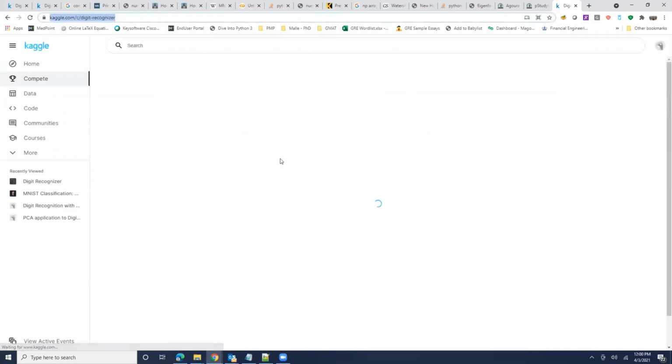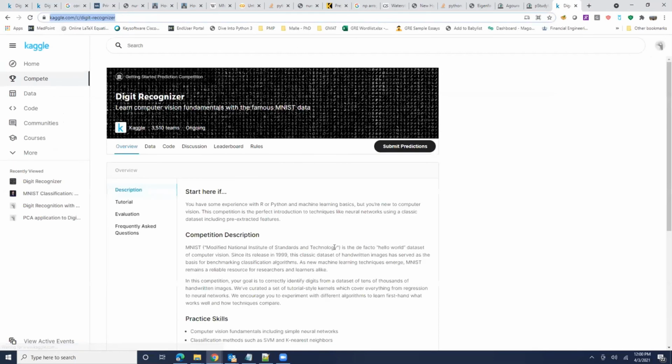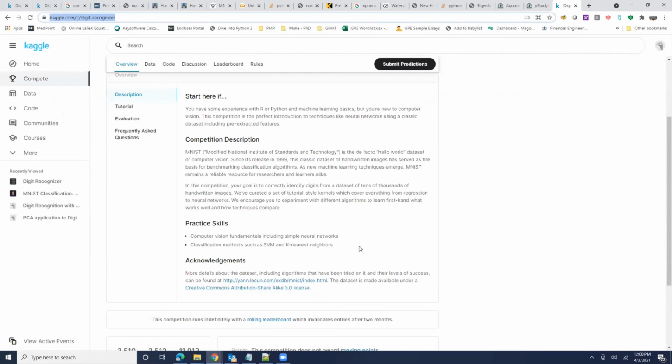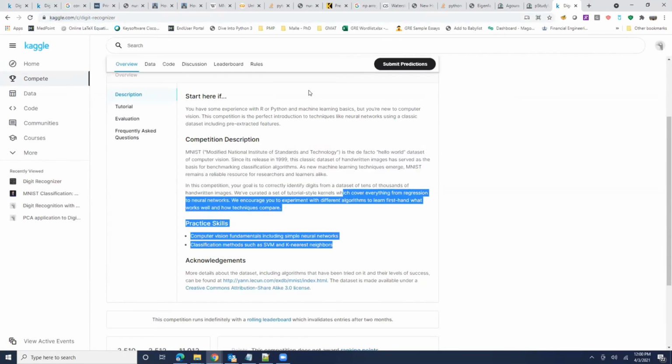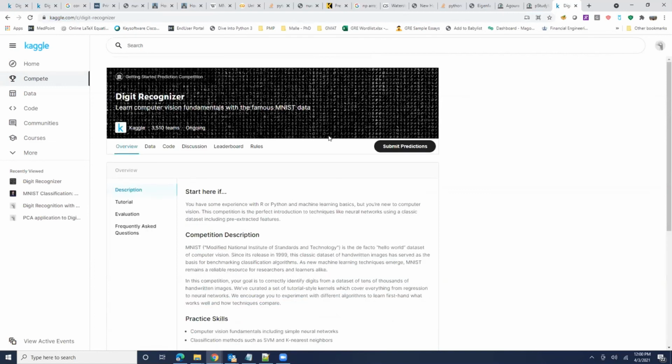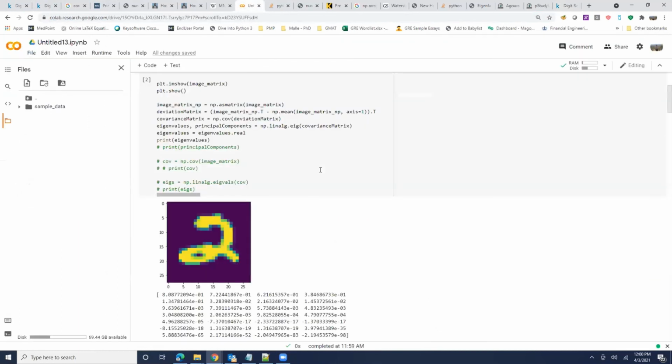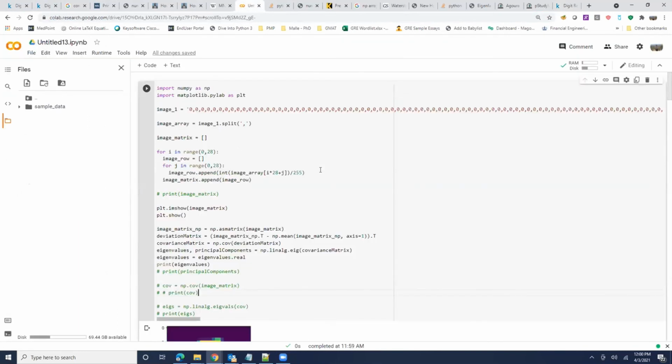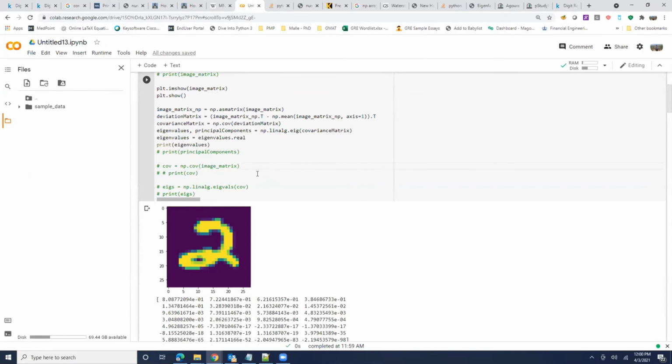There are thousands of people who have attempted this on Kaggle. Most of them do it with neural networks, but we are going to do it with this Eigenfaces approach, which is a more easier one. We will do it with neural networks in a few weeks from now also. So that's the goal.